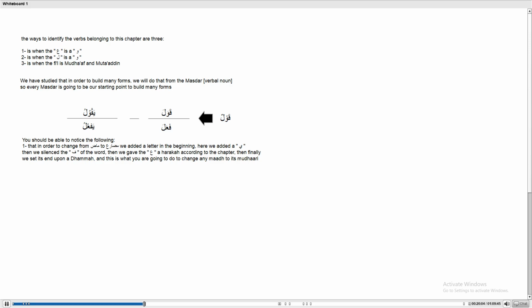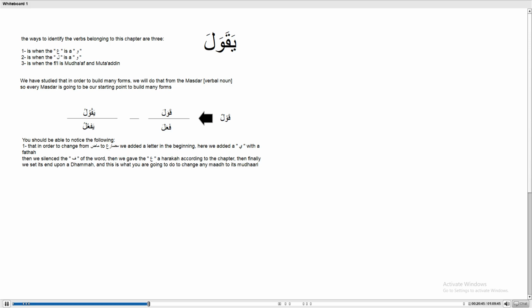Look above. This is qawala right here. Now, what did we do? Observe. First, we added a ya, and we gave that ya a fatha. So we're going to write here, in addition, we added a ya with a fatha. Then we silenced the qaf, which is the fa of the word, correct?